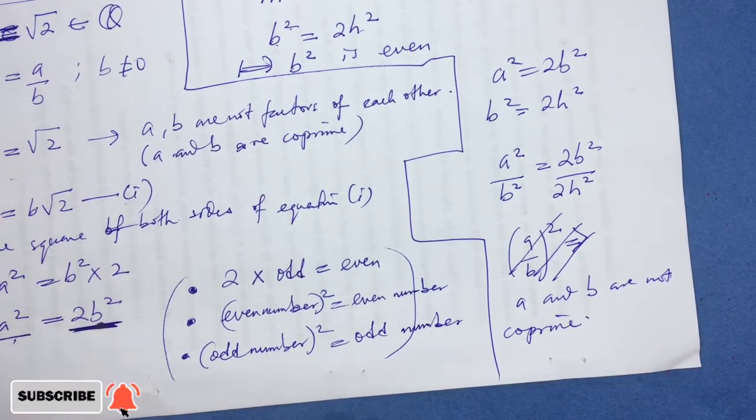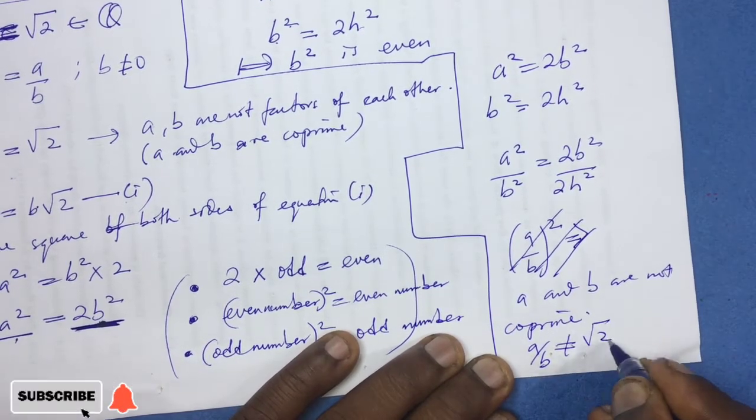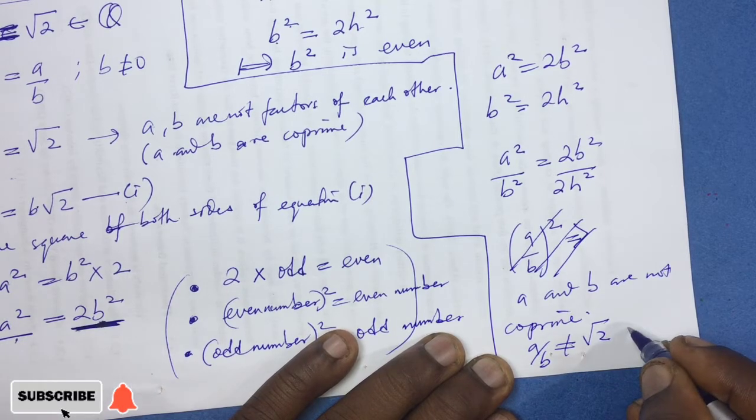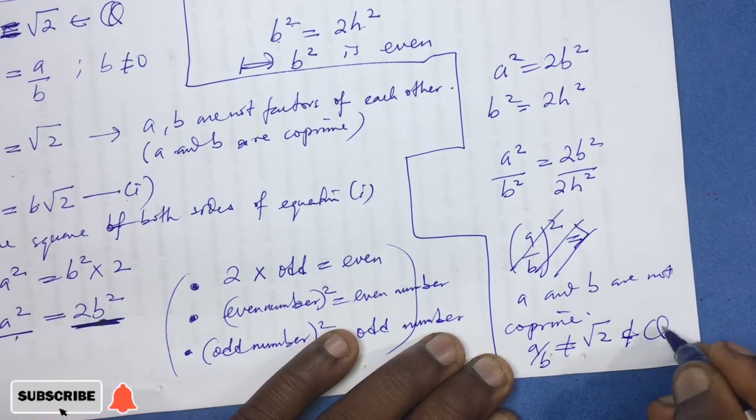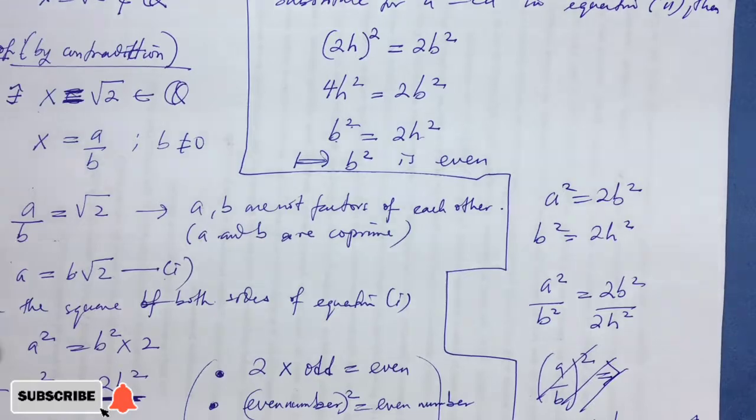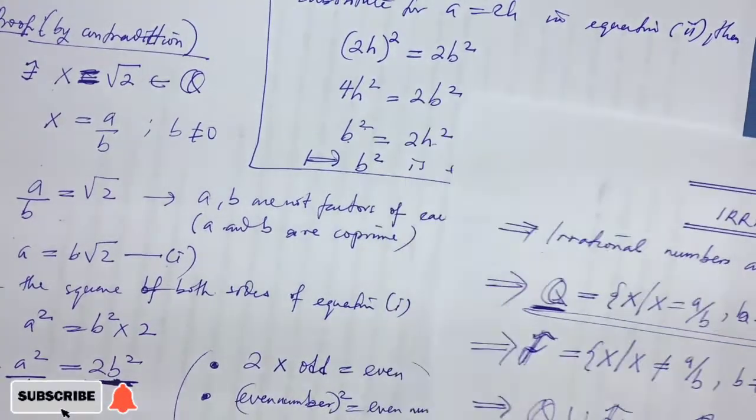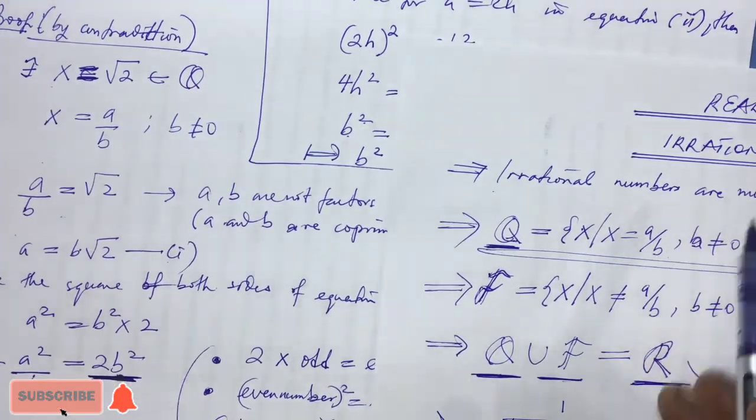And if a and b are not co-prime, it means a over b is not equal to square root of 2, and it is therefore not a member of the rational system. And that proves that square root of 2 is not a member of the rational system. So, that being said, let us quickly go over what we have said so far about the irrational number system.